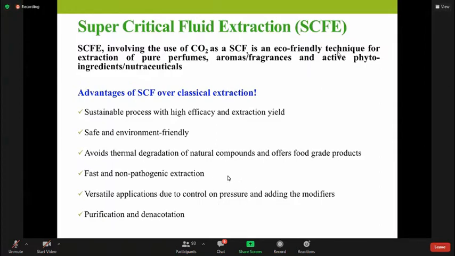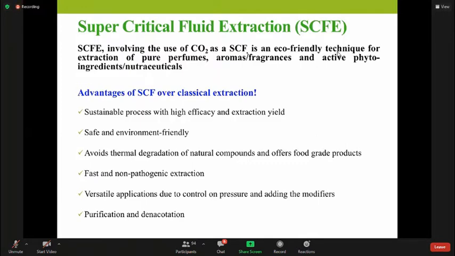Anyway, we can continue. Supercritical fluid extraction is an important cost-effective process of extraction, which is particularly safe and environmentally friendly. This process avoids thermal degradation of natural compounds, and we can have very aseptic and non-pathogenic extractions. The method is versatile in terms of its applications.